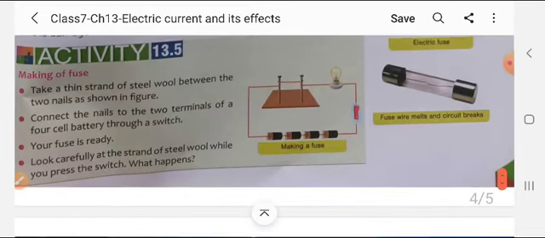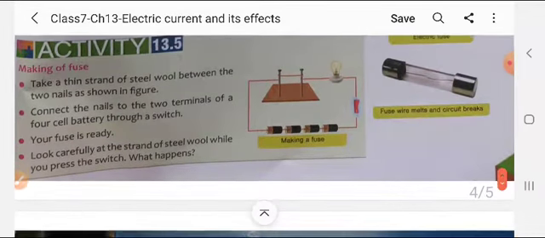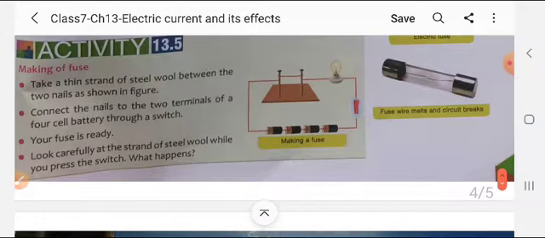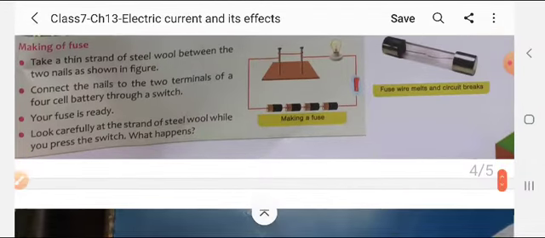Now, students, take a thin strand of steel wool between two nails, as shown in the figure here. Connect the nails to the two terminals of the 4-cell battery through a switch. Your fuse is ready now. Look carefully at the strand of steel wool while you press the switch. What happens?